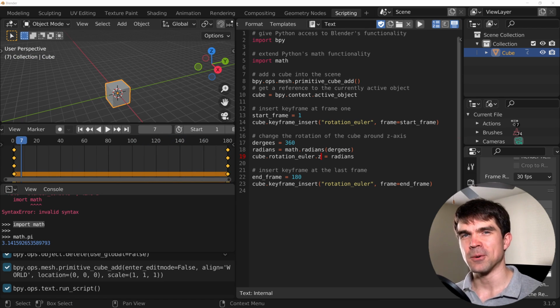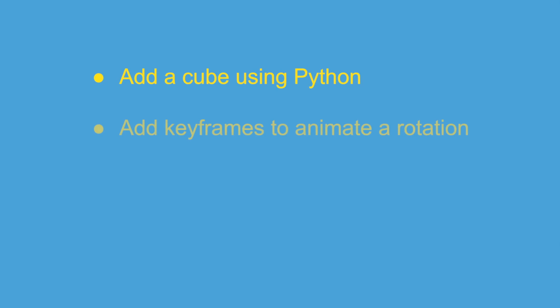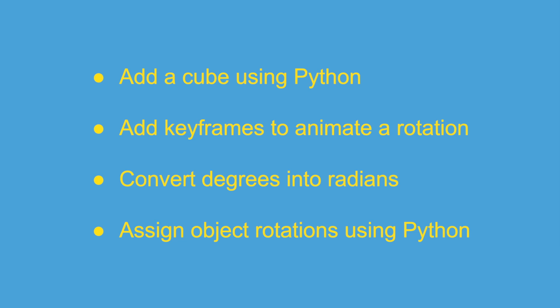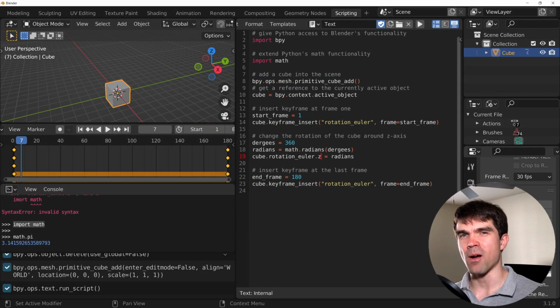All right, let's summarize what we learned here today. Today we learned how to add a cube and get a reference to that cube, insert some keyframes for the rotation data of an object, and we learned how to get radians and how to assign rotations to objects through Python.